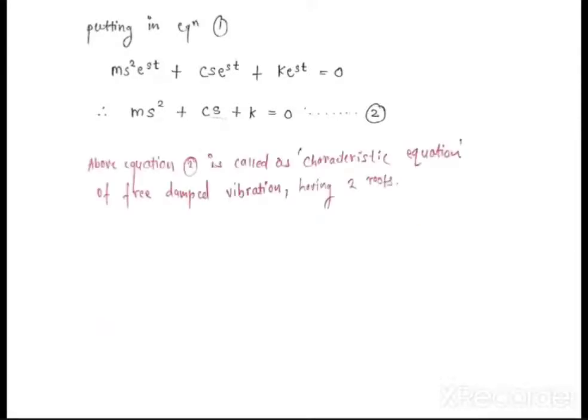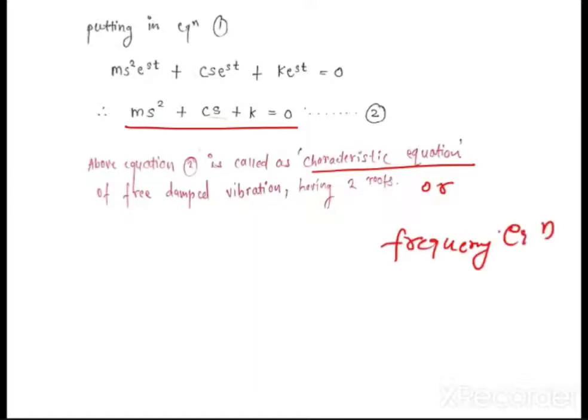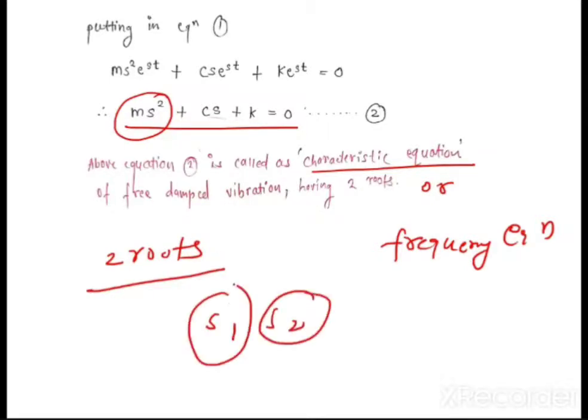Now the above equation is called the characteristic equation of a free damped vibrating system. This characteristic equation you can also call the frequency equation. Now you can see what is the order of this? Highest order is 2, so it is a second order equation. It will have two roots, s1 and s2. So now your aim is to find out this s1 and s2.